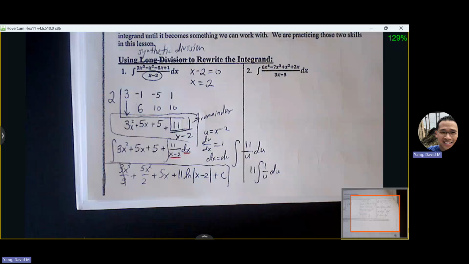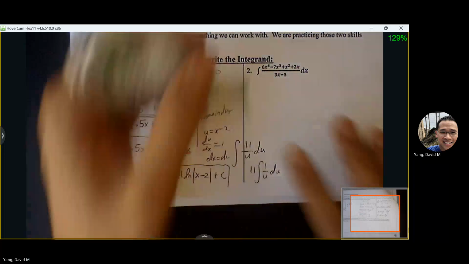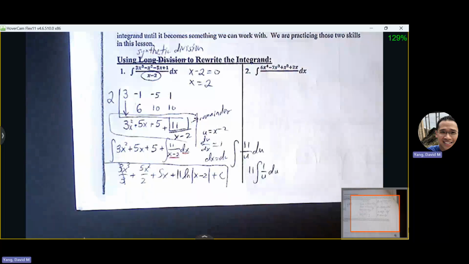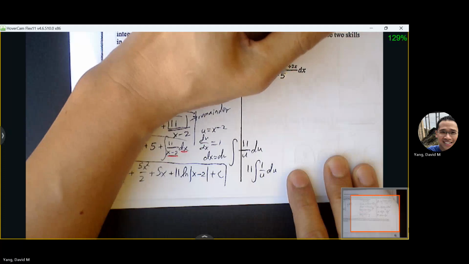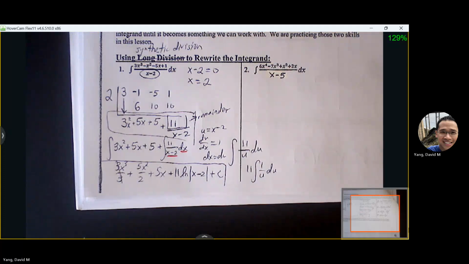Here, let's change that denominator to just be x minus 5. We're not going to have to deal with that messy fraction there. Okay, let's try number 2, but just change that denominator to x minus 5. Okay, let's try that, and I'll work through it at the same time you guys do.